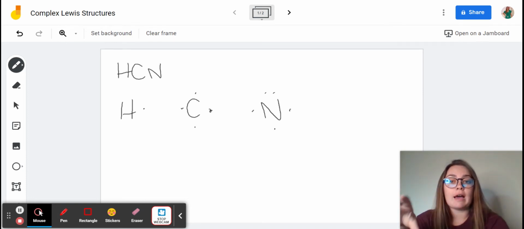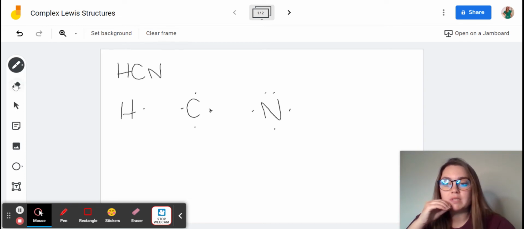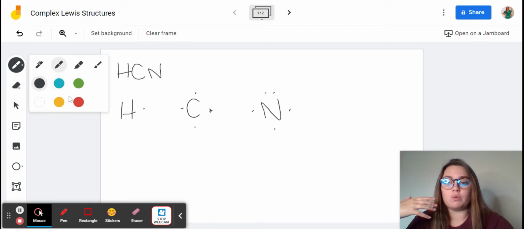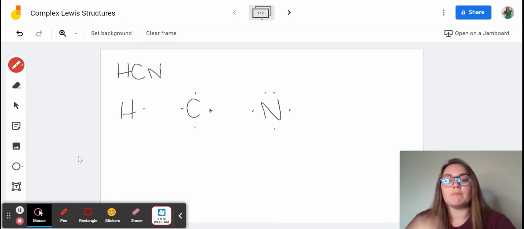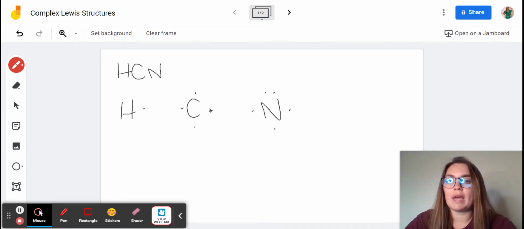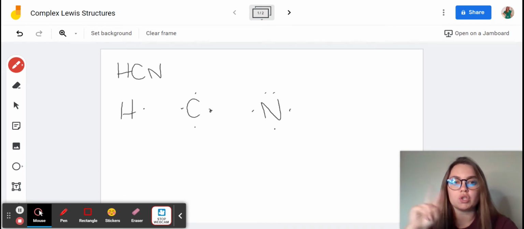As you can see, I've already got my Lewis dot structures drawn. That's always our first step. We know that hydrogen has 1 valence electron, carbon has 4, and nitrogen has 5. So that's our first step, just drawing out those original dot diagrams. Now, we know that every element wants to get to that octet, although there is a little bit of an exception. Hydrogen does not want to get to 8 electrons. It's happy with just 2.